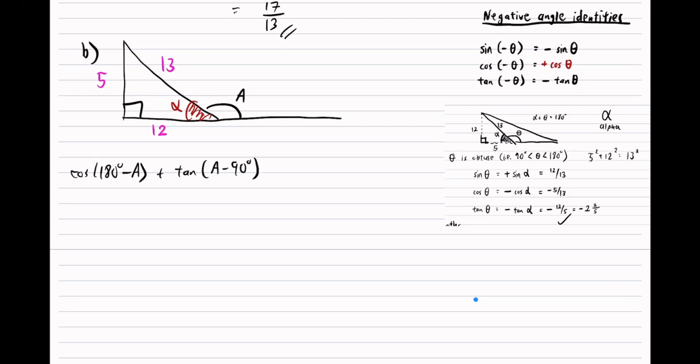This one you have to be a bit tricky. This question is quite tricky. 180 degrees minus A, you have to look back at the diagram. What angle is it actually? Alpha. 180 minus, it's alpha, so it's actually cosine alpha, right? Correct? Yeah. Then plus tangent of, what is A minus 90? A minus 90 is 90 minus alpha.